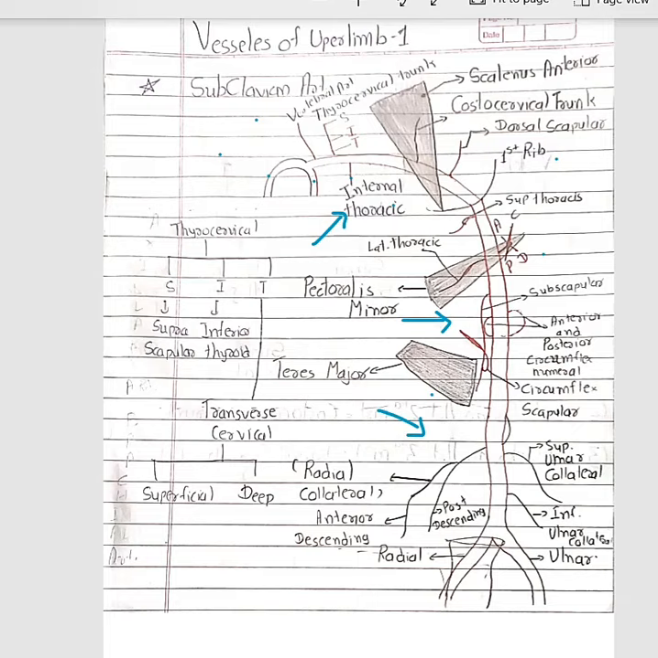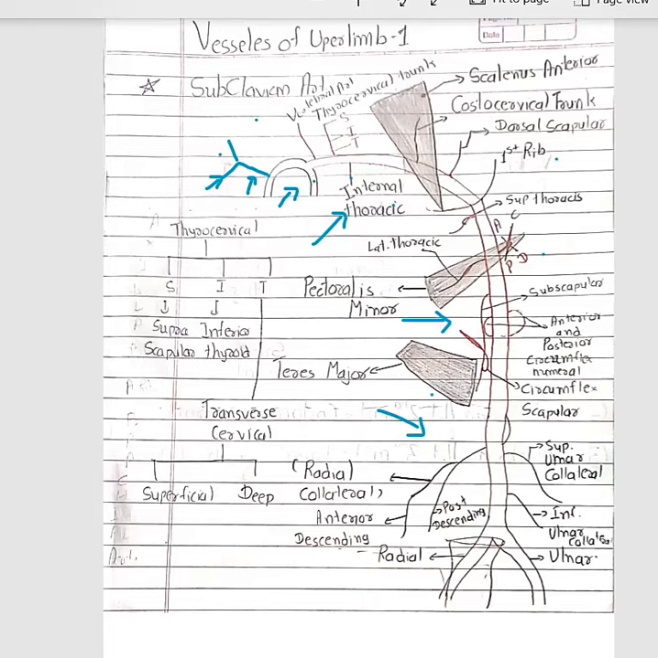This is the arch of the aorta. The left subclavian artery arises from the arch of aorta, but the right subclavian artery arises from the brachiocephalic trunk. This is the brachiocephalic trunk and this is the right subclavian artery. The subclavian artery extends from its origin to the outer border of the first rib.